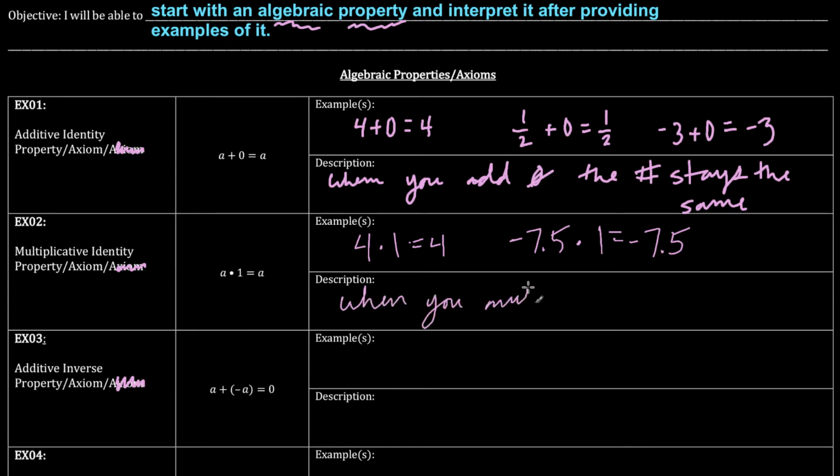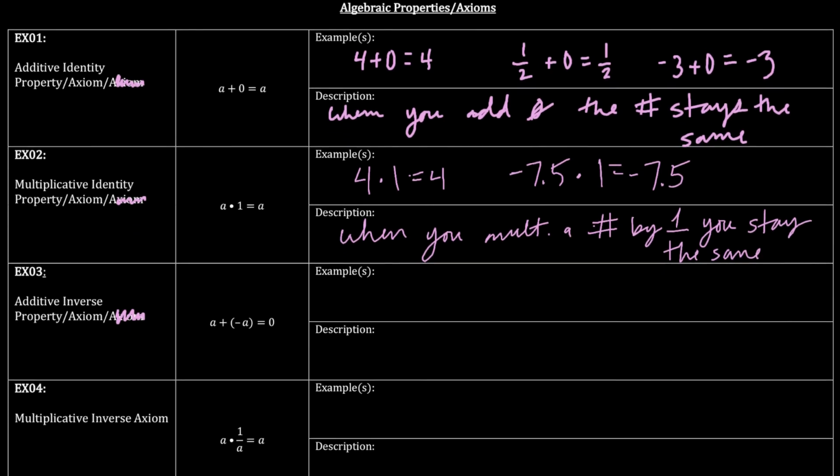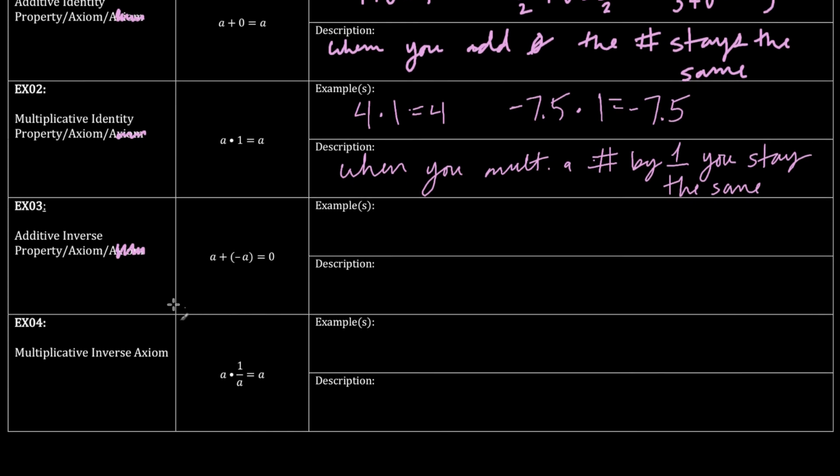When you multiply a number by 1, you stay the same. More formally, I guess the value remains unchanged, but you understand what I'm saying.